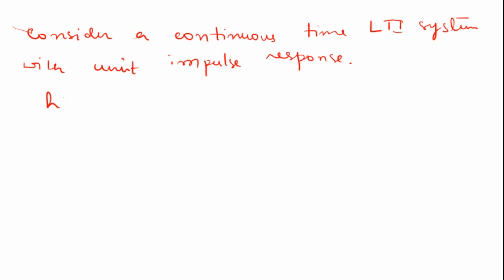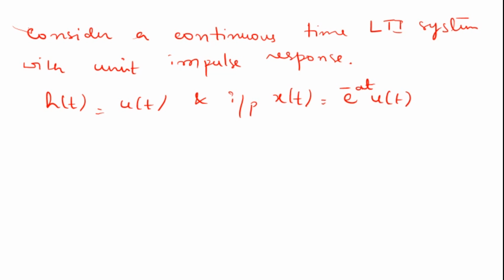h of t is equal to u of t and input x of t is equal to e power minus at into u of t, where a is greater than 0. Find the output y of t of the system.